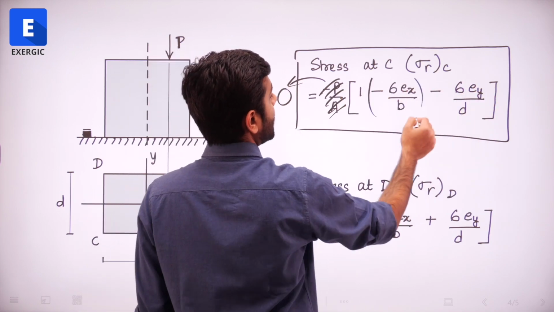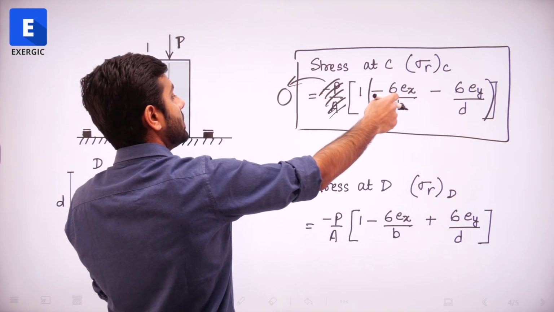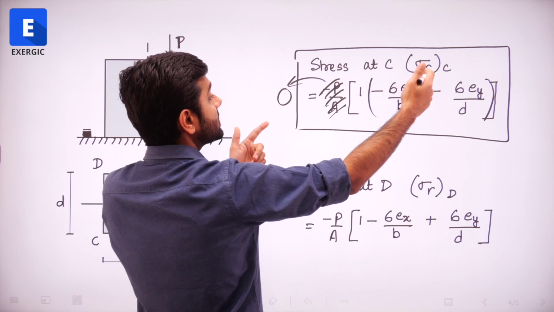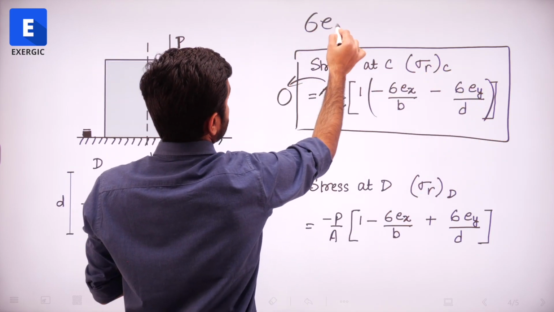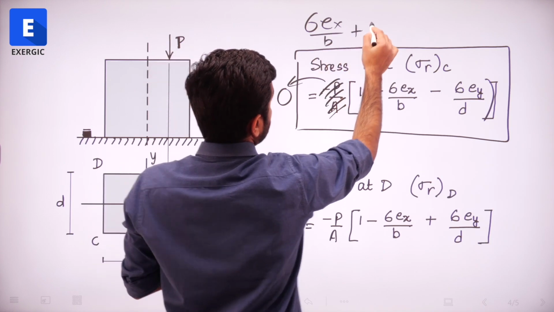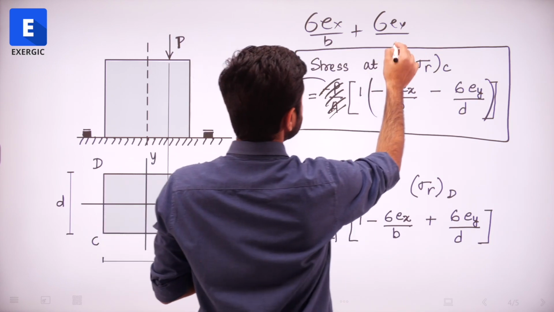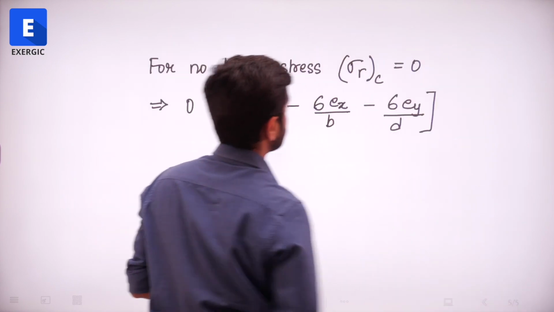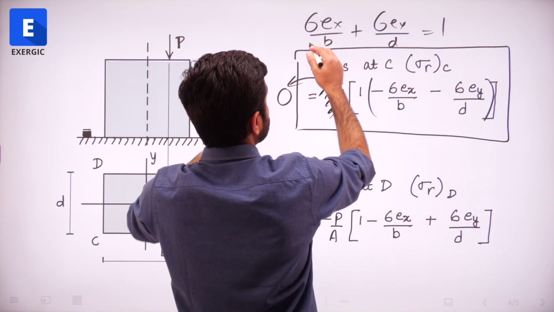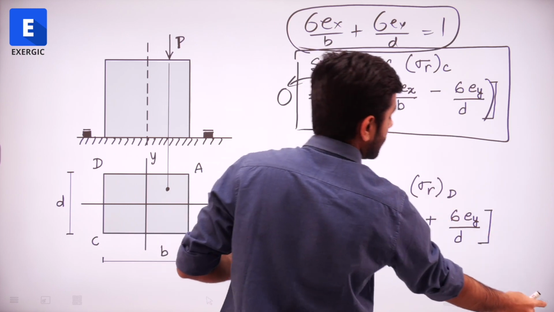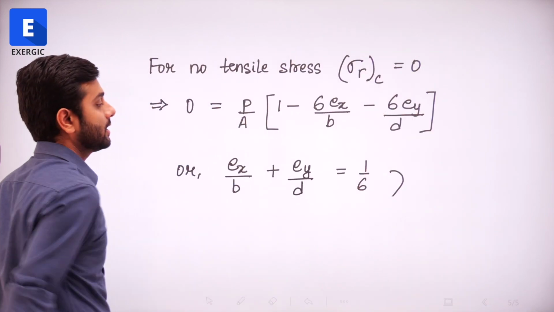And this term and this term, if we bring them on the other side, then we are going to have 6e_x divided by b plus 6e_y divided by d is equal to 1, right? If this comes on the left, everything becomes positive. So you get 6e_x by b plus 6e_y by d is equal to 1, right? So if you simplify this expression by equating it to 0, this is the final equation that you are going to get. And you can see that it has been written here, correct?